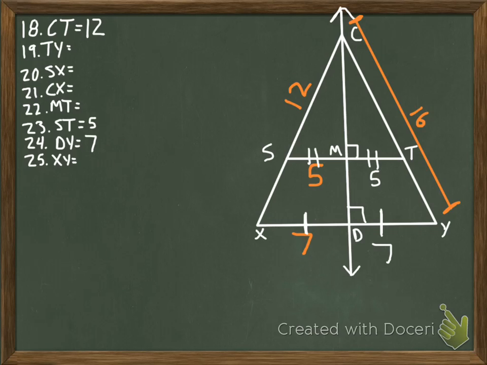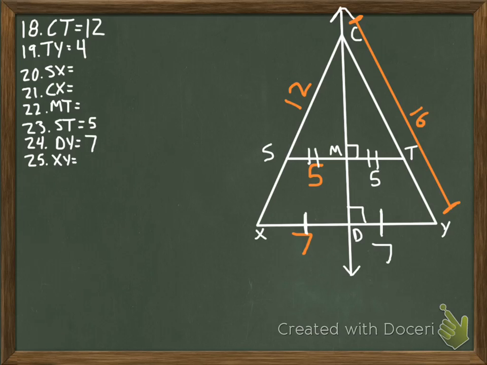Let's go on to TY. TY is the bottom half I'm highlighting right here. If I know that SC over here is 12, and I know the whole thing is 16, then I would want to do 16 minus 12, which would equal 4. So TY there would be 4. Get rid of some of that mess on the screen. Add that back. TY is 4.